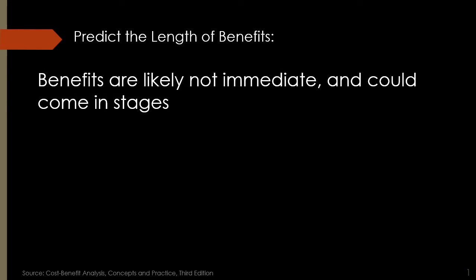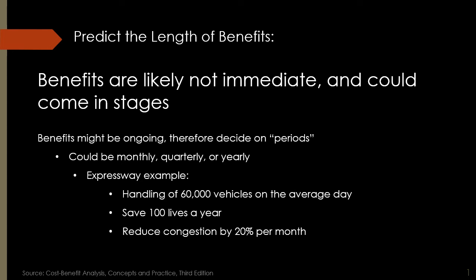Also, benefits might not be immediate. They can come in stages. For example, in the expressway example, we might originally look at today, 60,000 vehicles will be able to be handled. That's the capacity of the expressway in an average day. But then there's also the question of what the benefits will be over the year. Going from the county road to an expressway might save 100 lives over a year, and could also reduce congestion 20% by month. Lives and congestion aren't something you can monitor every day, but you can over periods. So that's why benefits have to be looked at over time.